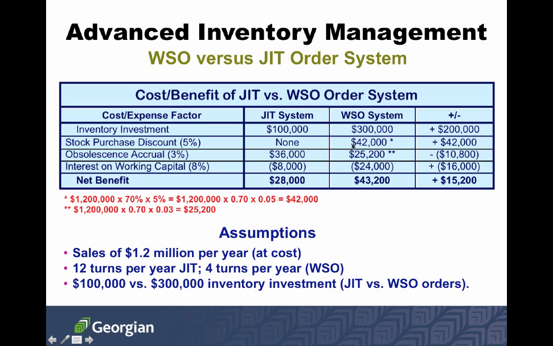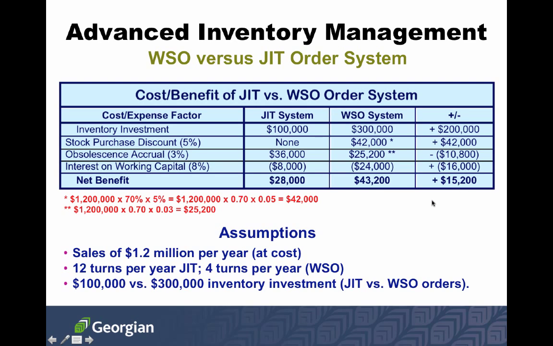In the WSO, we have the $42,000 worth of purchase discount, 25,200, which adds to that of the obsolescence accrual only on stock purchases, but then the significantly higher opportunity cost of working capital tied up, 24,000. So 42,000 plus 25,200 minus 24,000 is 43,200, and that's a difference in favor of the WSO system of 15,200.